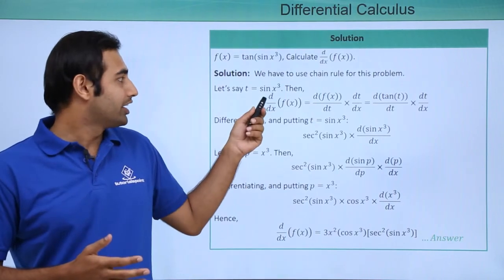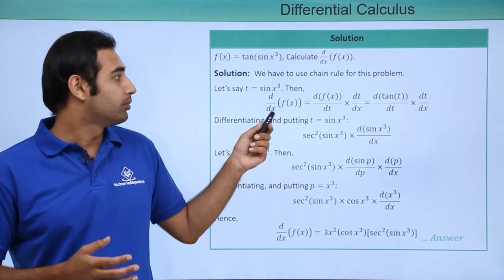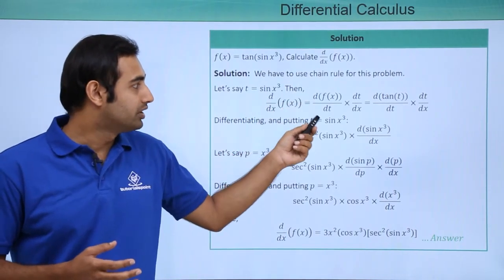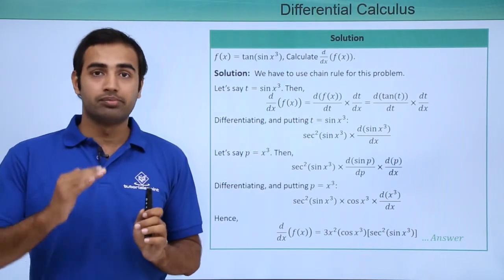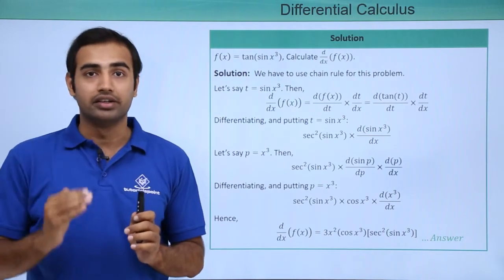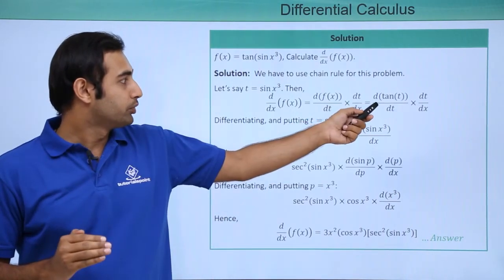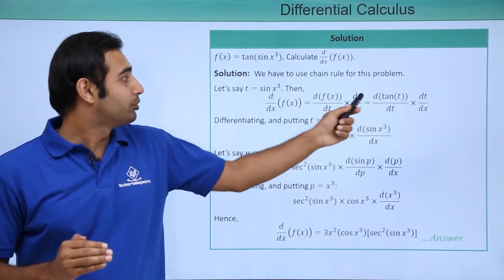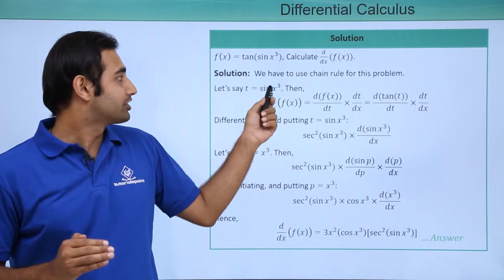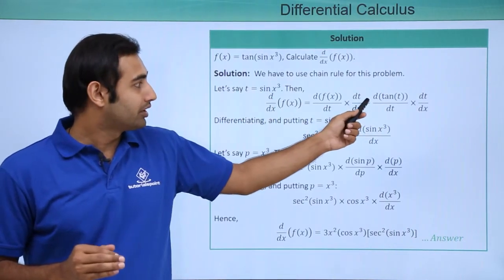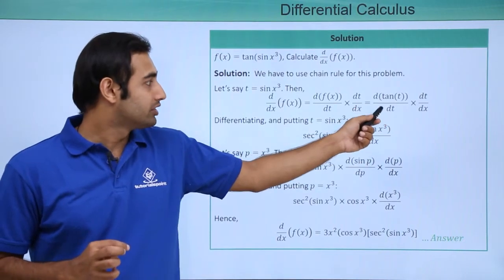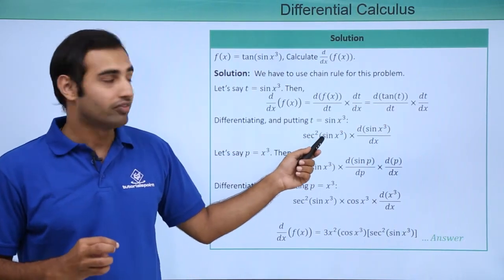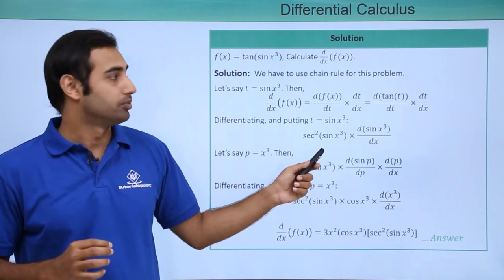So I can write the derivative of f(x) with respect to x simply as the derivative of f(x) with respect to t multiplied by dt/dx. Over here in this expression, I have simply multiplied and divided by dt. Now in the next step, I can put the value of tan(sin(x³)) as tan t because I have assumed sin(x³) as t. So this can be written as d(tan t)/dt multiplied by dt/dx, and the value of this comes out to be sec²t, where t is nothing but sin(x³).